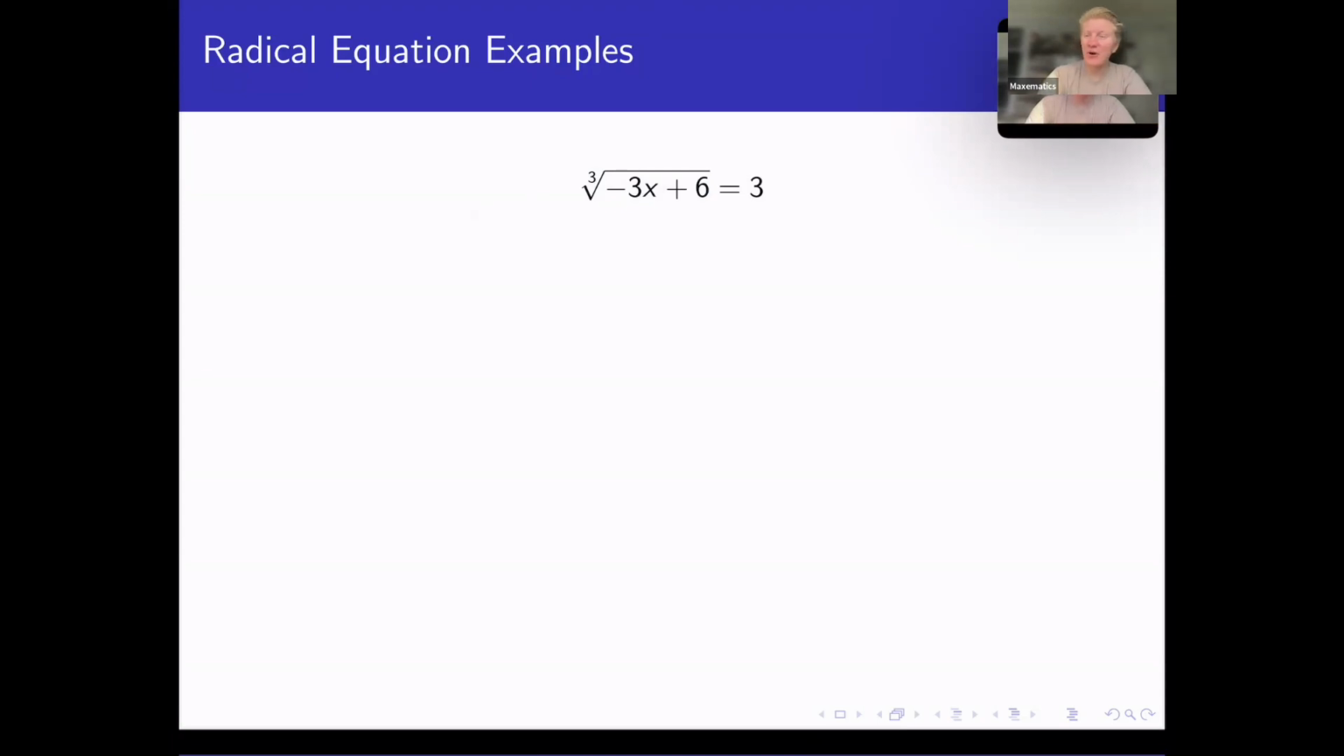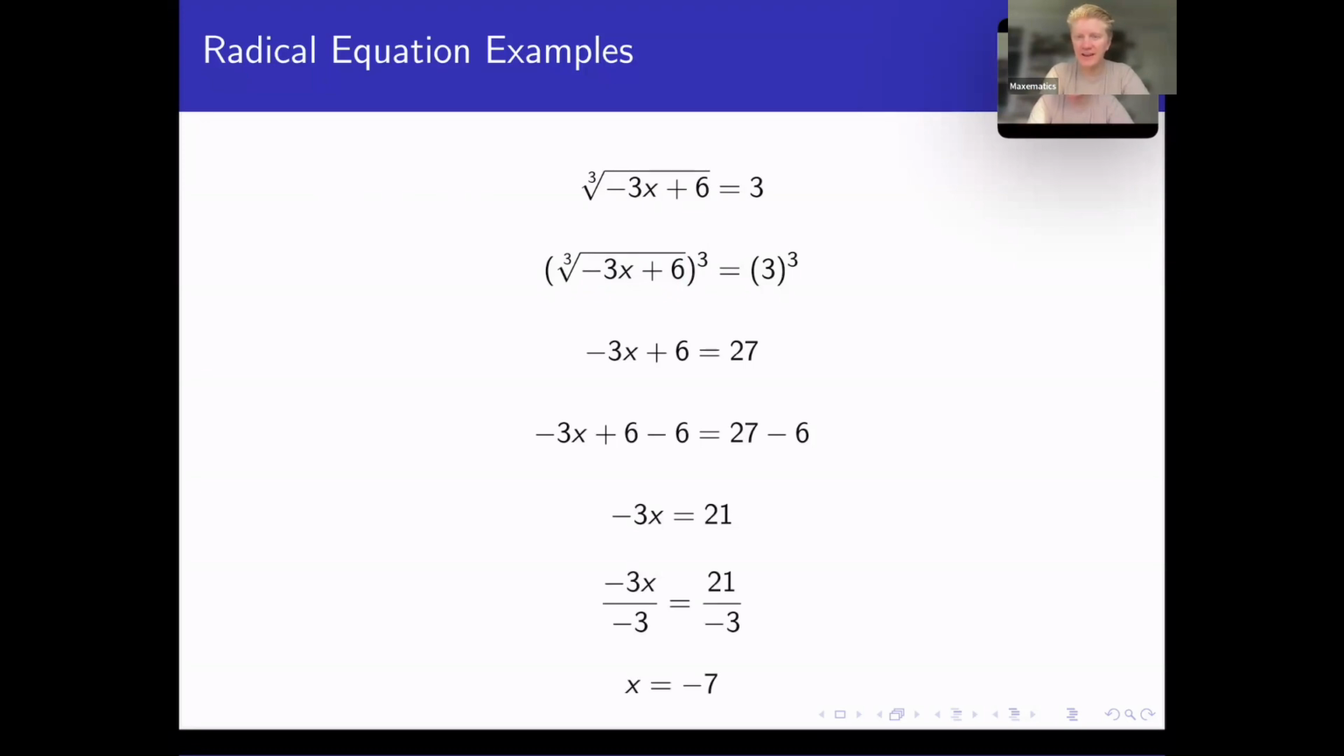That's it. All right, so all we need to do is raise both sides to the third power. There are some quirks there, but the same way that square root cancels out squared is the exact same way that cubing both sides cancels out cubed. All right, so cube root and 3 go away. We're left with just the inside. 3 to the 3 is 27. And now we're just back to a linear equation. Subtract 6, divide by -3, and we get x equals -7.